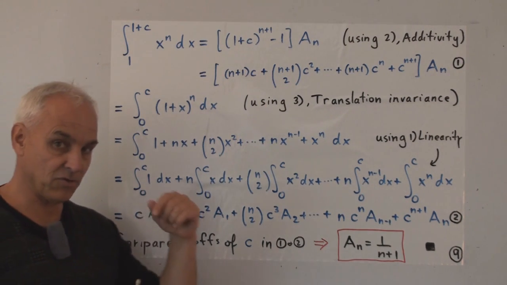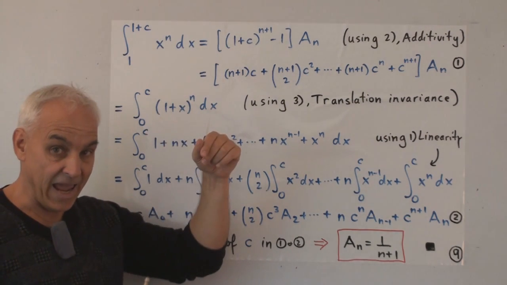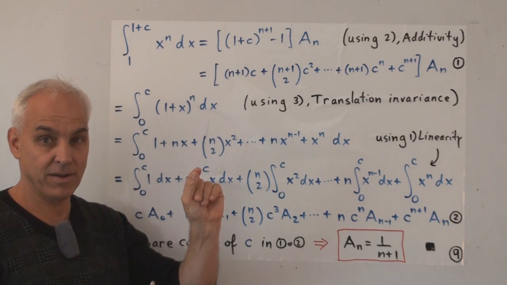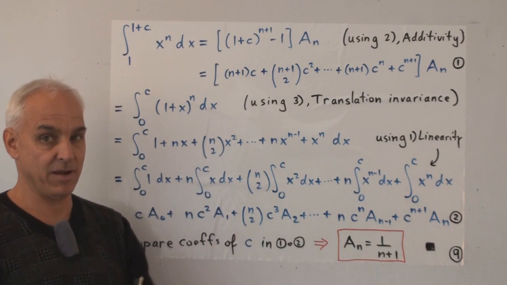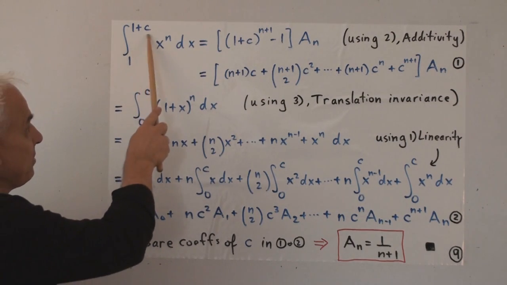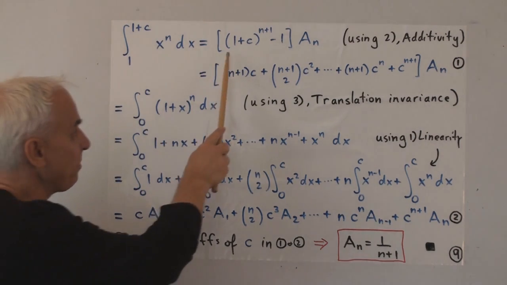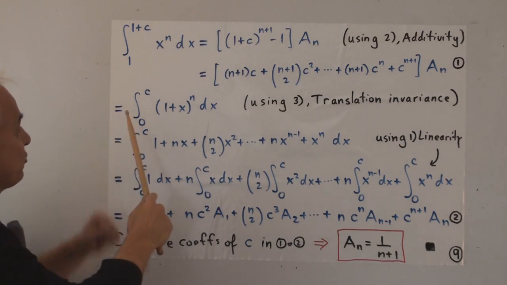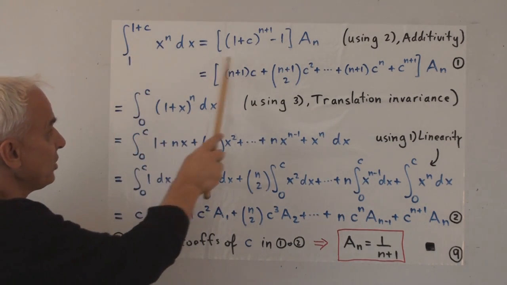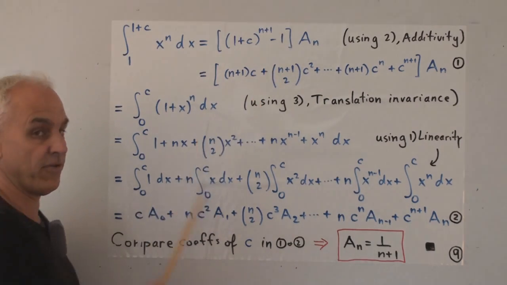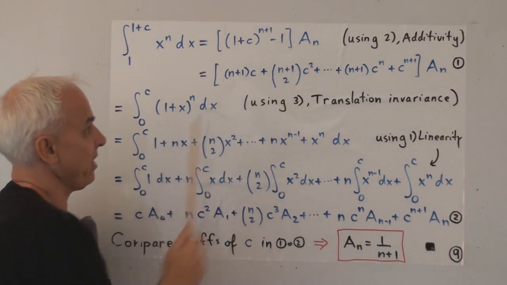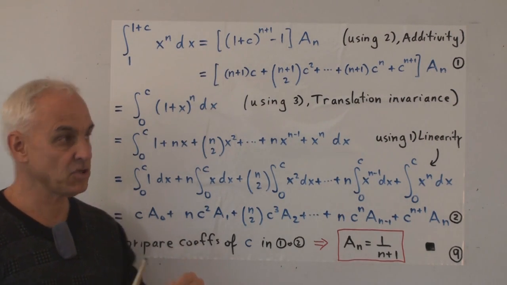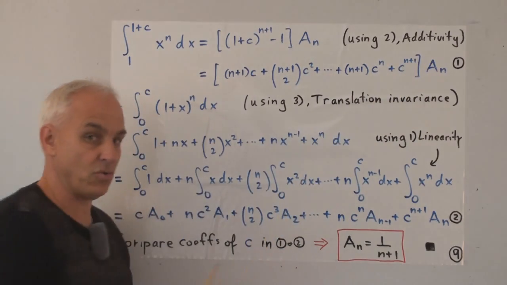Remember, we've just established that the integral from 0 to, say, a of x to the n dx is a to the n plus 1 times capital A sub n. So the a is being replaced with 1 plus c here. So we get 1 plus c to the n plus 1 times capital A sub n. And then we have to subtract the integral from 0 to 1, which by the same thing is 1 to the n plus 1, which is just 1, times A sub n. So we're using the previous formula that we've established together with property 2, additivity.